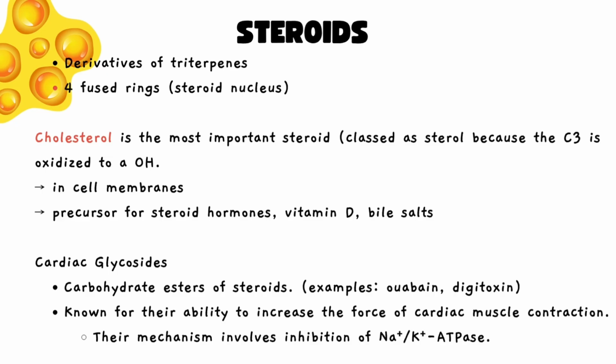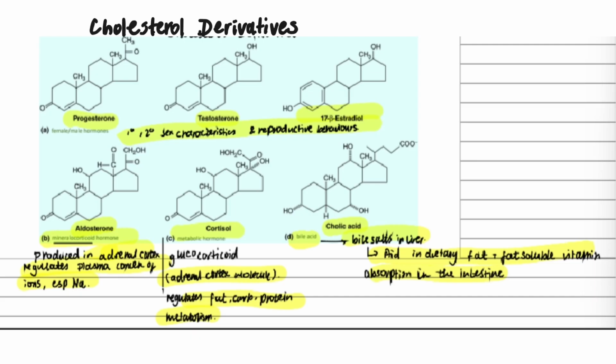So we can see a proper application of steroids in the cell membrane and from a cardiac aspect. The mechanism of cardiac glycosides is the inhibition of sodium-potassium ATPase in membranes. And this will reinforce the effect of increasing the force of cardiac muscle contraction. Finally, let's look at some cholesterol derivatives. So these are hormones you will become so familiar with later on in your studies. So it's important to understand how they come about as derivatives and what their function and application is.